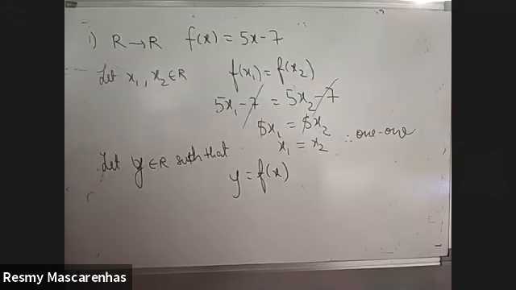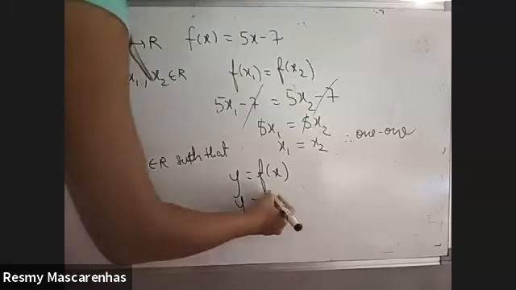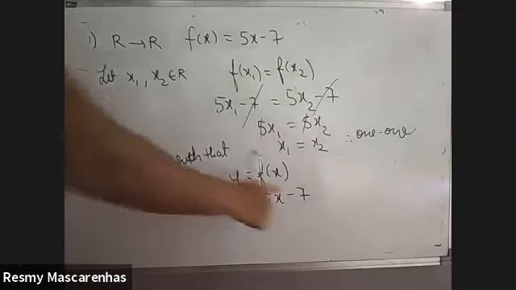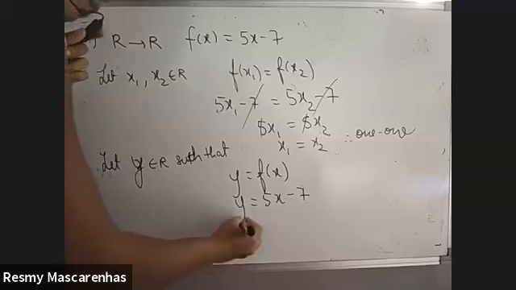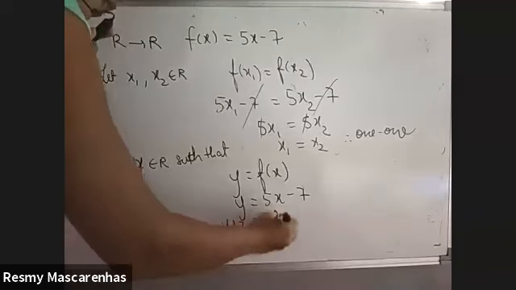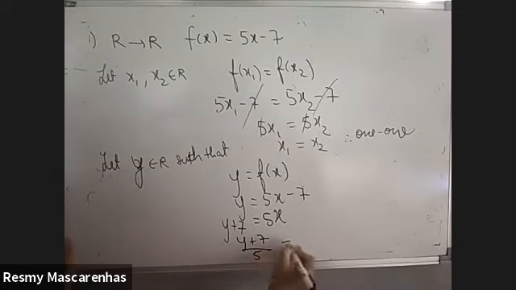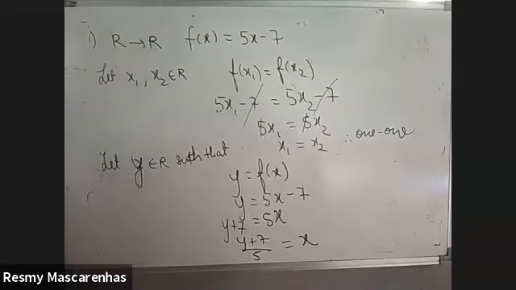Either you write it this side or that, no problem. So y will be equal to 5x minus 7. Whatever is the question given, you have to equate it to y, and now express everything in terms of x. Take all the numbers to the other side, and x should be left single. So first 7 I will take to the other side. So y plus 7 is 5x. Then the value of x is y plus 7 upon 5.